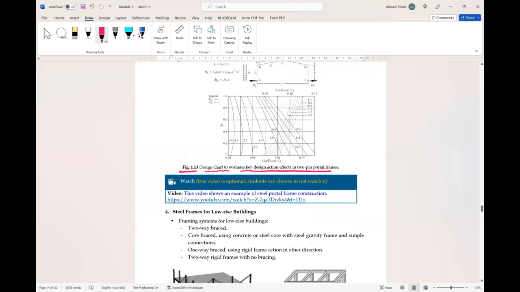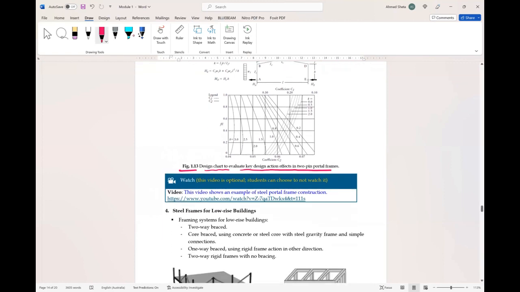Okay. In this video, there is a video here about an example of construction of steel portal frame. So it will be good to have a look at this video.